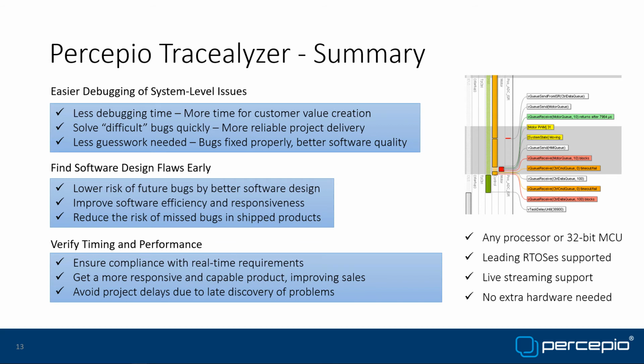Easier debugging of system-level issues, finding software design flaws, and verification of timing and performance. This saves time and money by less debugging time, reduces the risk of project delays, improves product reliability and performance, and frees up developer time for important customer value creation. It works on essentially any processor and no extra hardware is required.